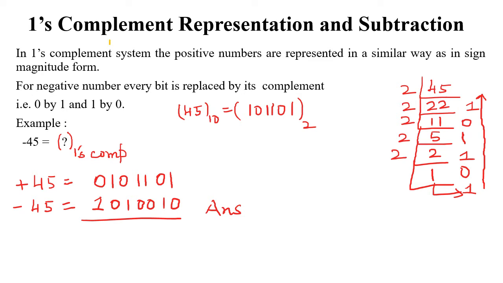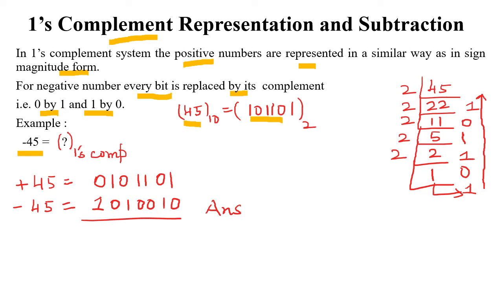सबसे पहले वंस कॉम्प्लीमेंट रिप्रेजेंटेशन। In one's complement, the positive numbers are represented in a similar way as in the sign magnitude form. For negative numbers, every bit is replaced by its complement, that is 0 by 1 and 1 by 0. For example, if we have to represent minus 45 in one's complement, first convert 45 into binary by dividing it by 2 as shown here.